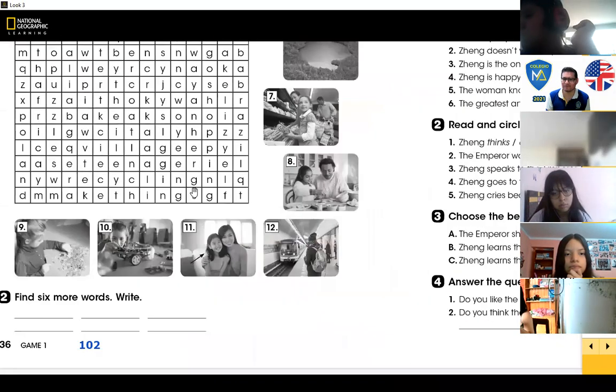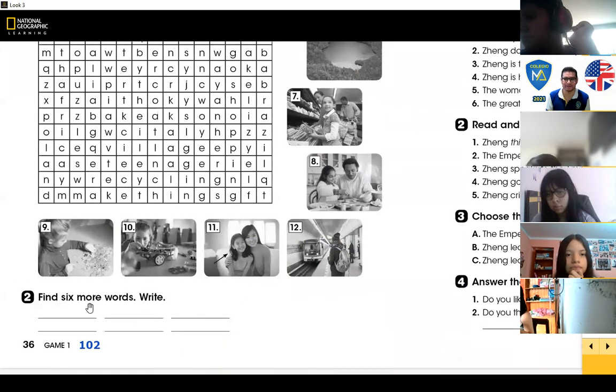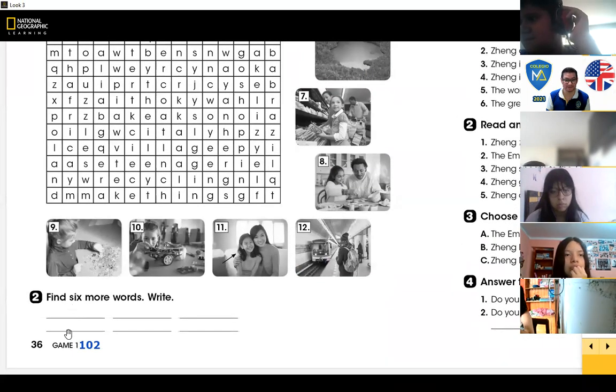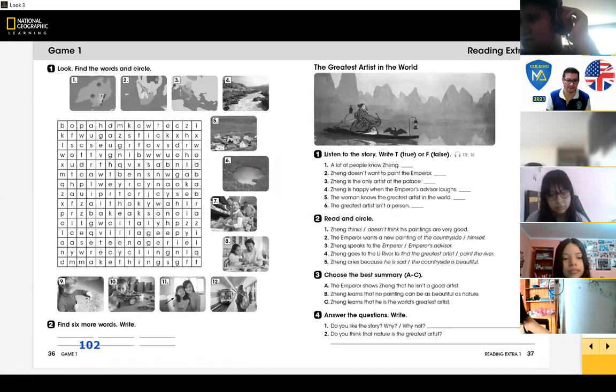Te dice, find 6 more words and write. Vas a buscar 6 palabras más que no están aquí. 6 palabras en inglés. Y las vas a escribir, ¿no? ¿Ok? Ya, eso es todo lo que vas a tener que hacer. Hasta ahí, chicos, ¿ya? Hasta ahí van a trabajar su homework el día de hoy.